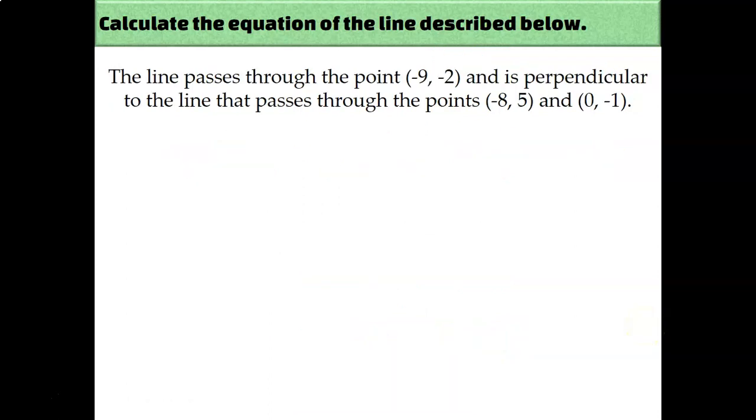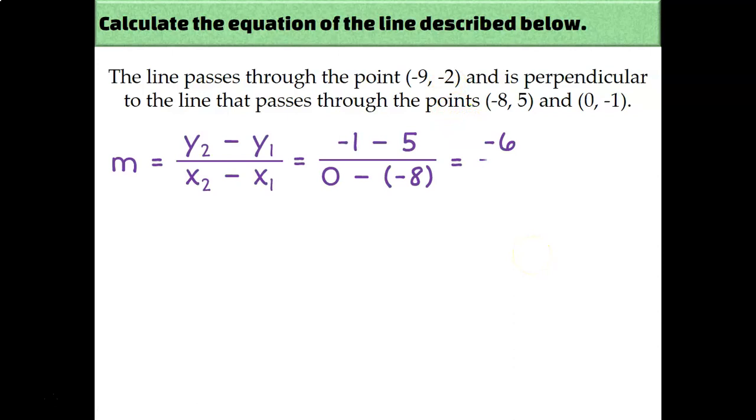For our next example, we're going to write the equation of a line that is perpendicular to the line that passes between these 2 points and passes through the point -9, -2. So we're going to repeat the same math that we did on the previous example to figure out that slope is -3/4, except this time we don't want to use -3/4, because if our line is going to be perpendicular to this one, then I need to use the opposite reciprocal. And the opposite reciprocal of -3/4 is +4/3.